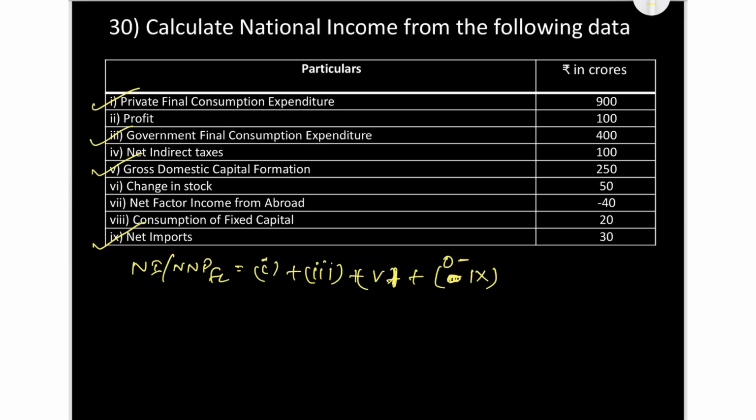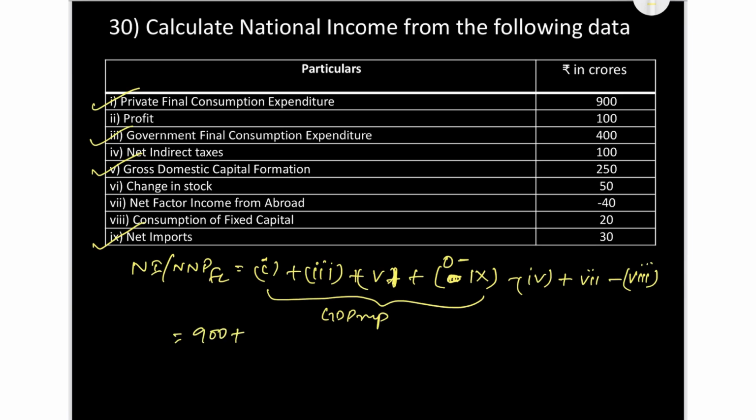All right, so this will give us GDP MP. To FC is minus net indirect taxes, then domestic to national is plus NFIA, right? Then gross to net is minus depreciation, that is consumption of fixed capital, number 8. So let's put in the value: 900 plus 400 plus 250 plus the net imports is 30, so export isn't there, so minus 30, right?